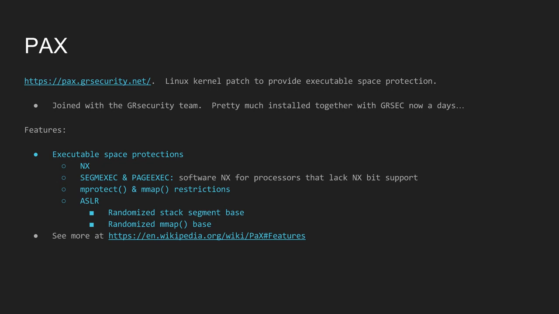They have additional mitigations for mprotect and mmap, which is very interesting because it's designed to mitigate some of the techniques that we've discussed thus far for ROP. And finally, the ASLR additions randomize the stack segment base and specifically randomize the mmap code within the text segment or whatever object segment it is in. You can see more at the link below.